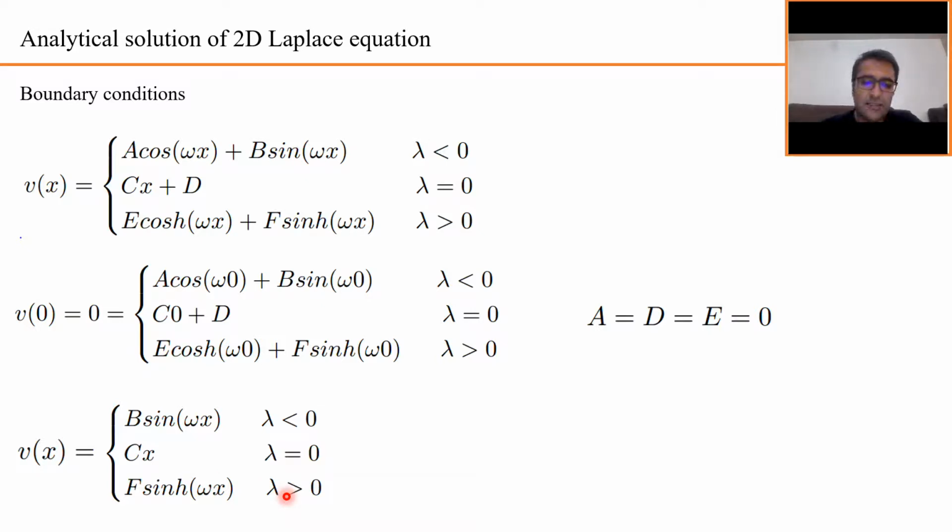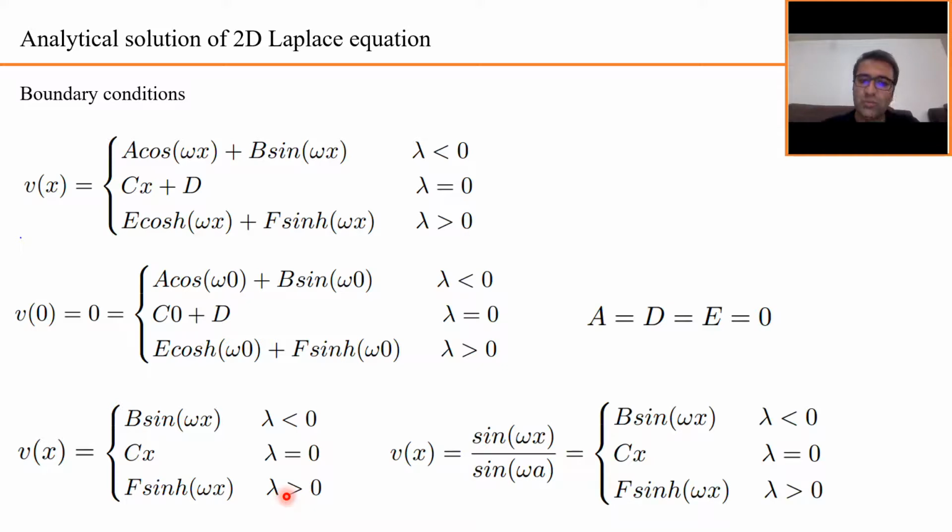And let's apply the other boundary condition. We defined that at the upper boundary, the value of the function for all x should be in the form of sine omega x divided by sine omega a, right? If we put it equal to our function, in order to satisfy this condition, we have sine omega x here and sine omega x here, and we can simply conclude that b should be 1 over sine omega a, and c should be 0.